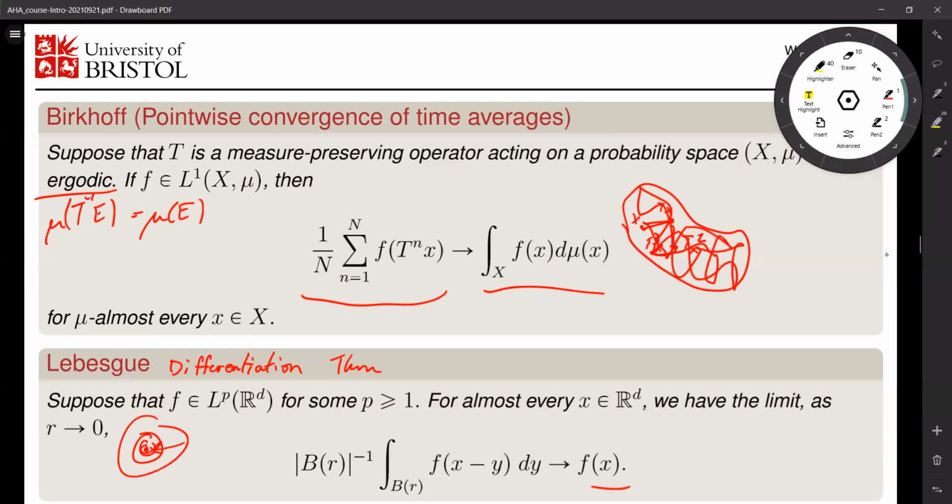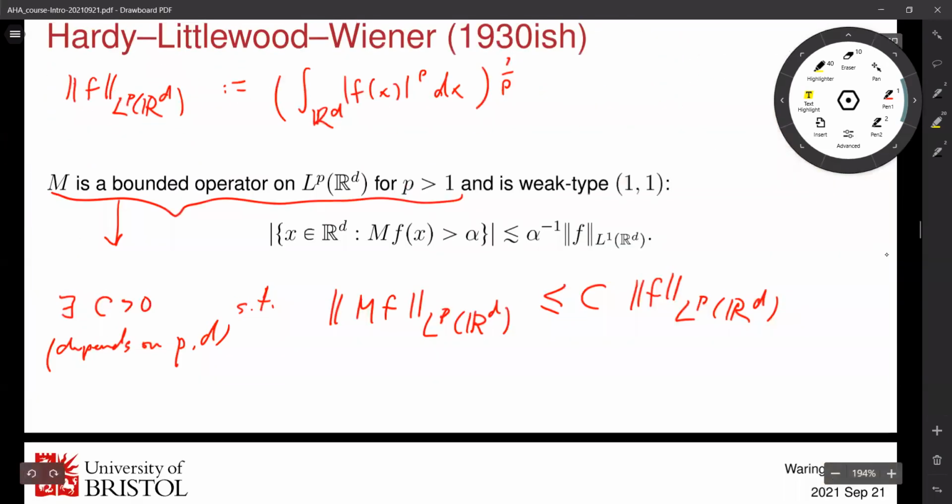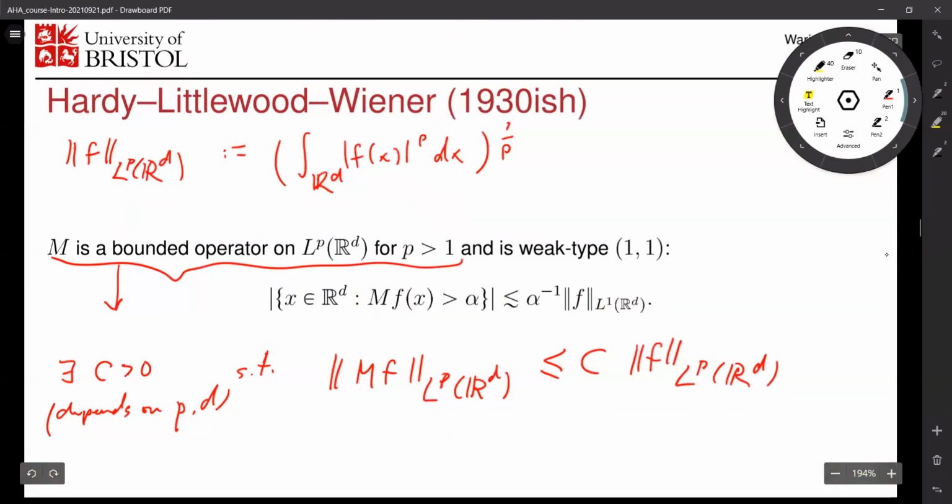This is a sort of trivial theorem when your function is smooth, because integrating is a continuous operation. But if your function is rough, lying in some L^p, you don't get it at every point. You only get it at almost every point. And the reason you get both of these theorems is because the Hardy-Littlewood maximal function is bounded on L^p for p greater than 1 and of type (1,1).